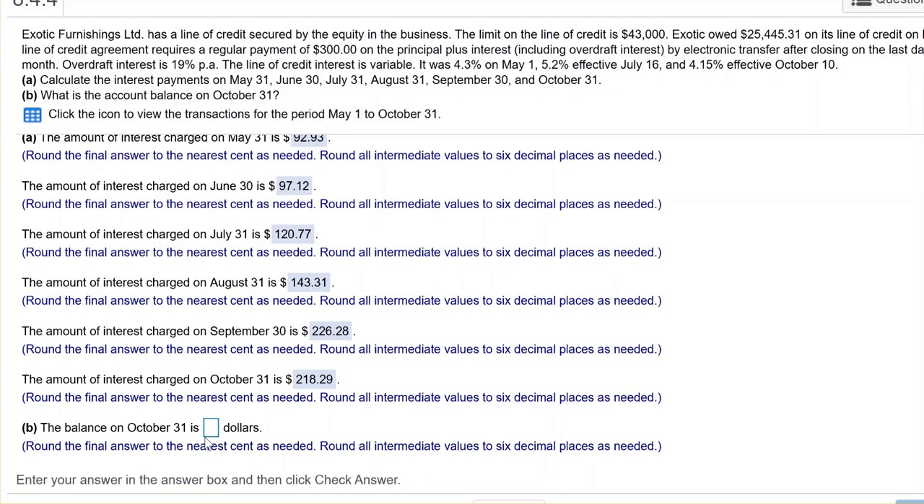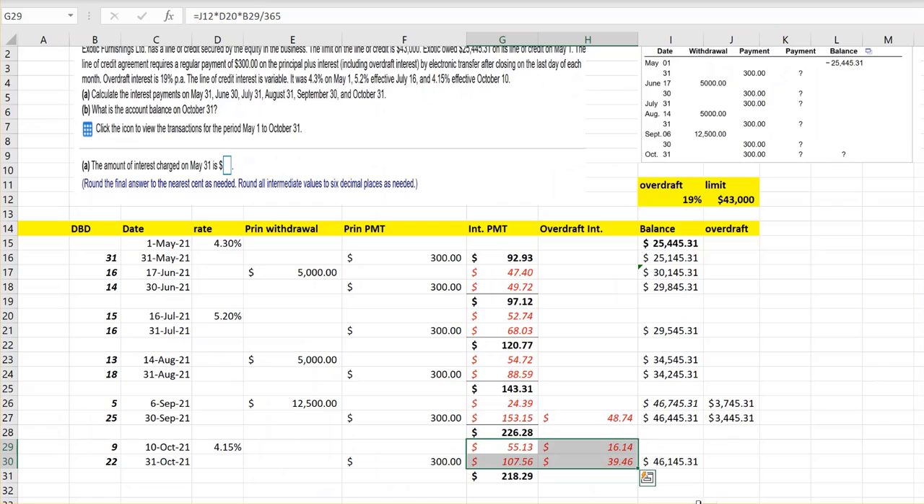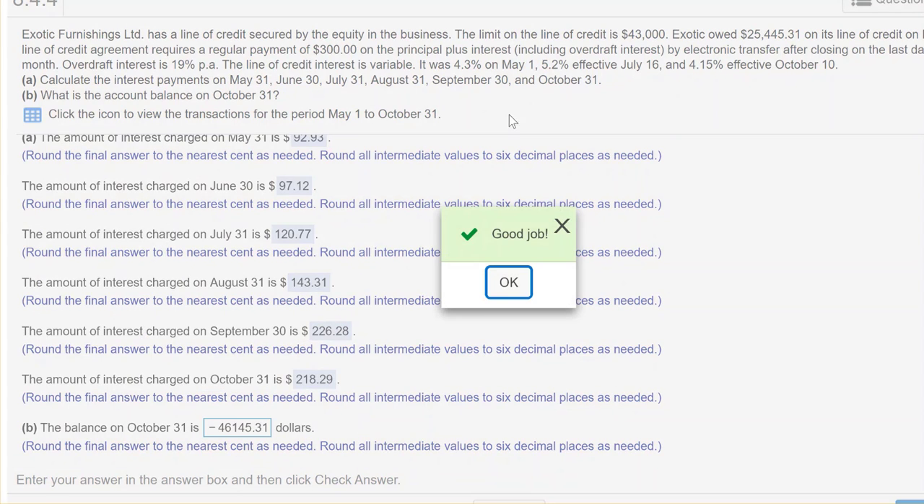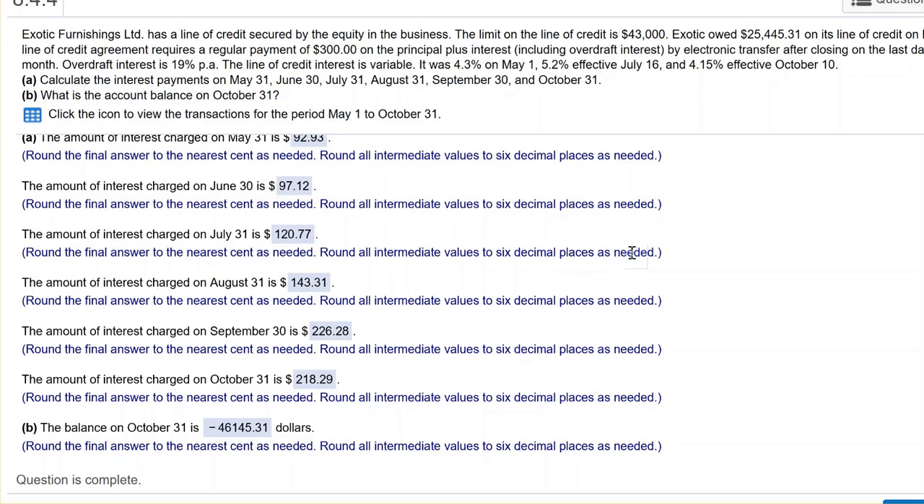And the balance on October 31st, the balance is $46,145.31. It's going to be negative because I think that's what they want. And that's how you do that. It's very complicated, I know, it takes some time, but it's a good exercise.